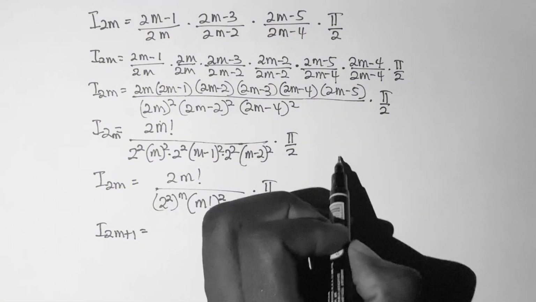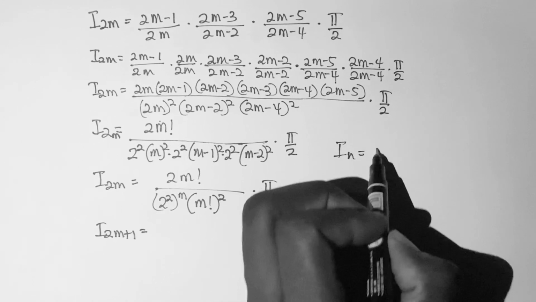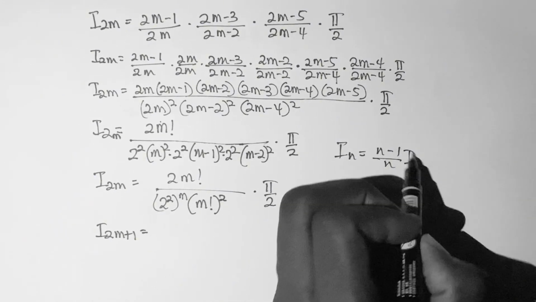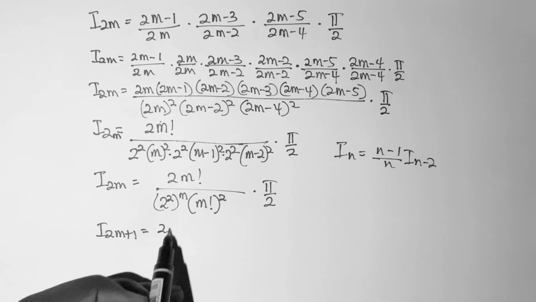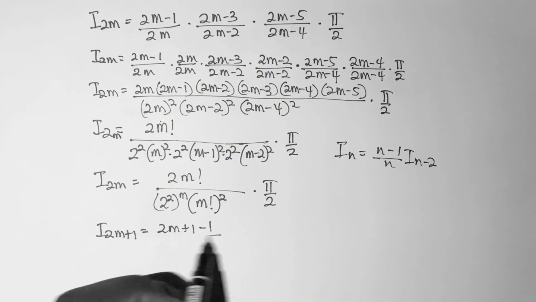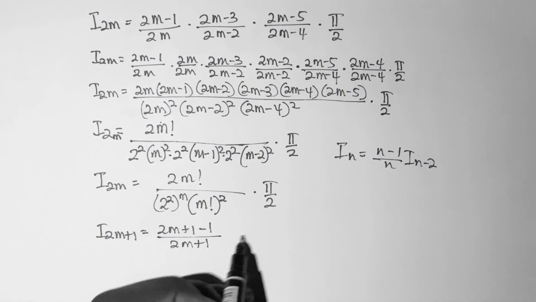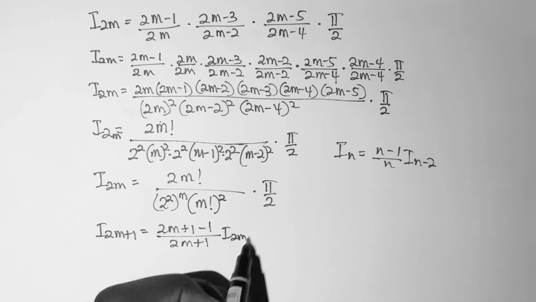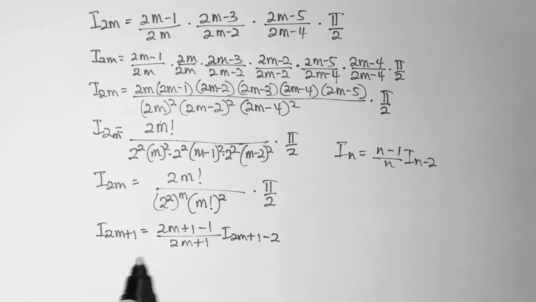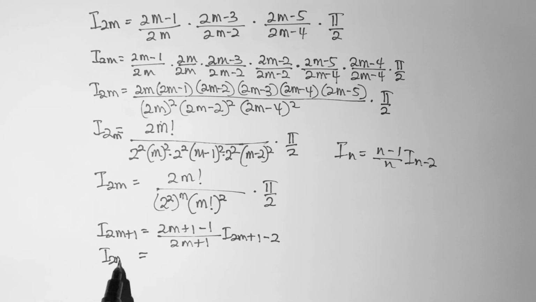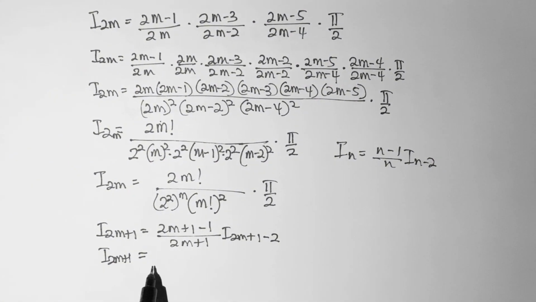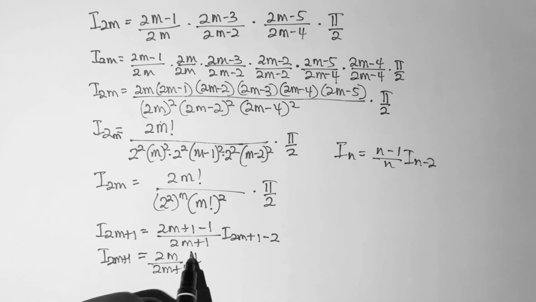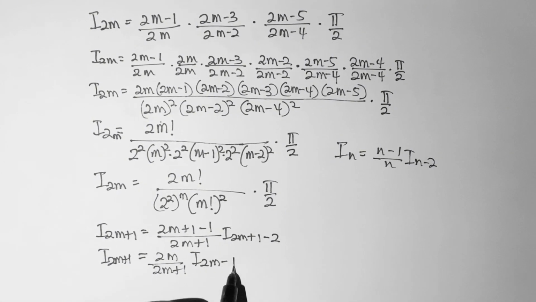Remember that our reduction formula is I of n is equal to n minus 1 over n, I of n minus 2. So I of 2m plus 1 becomes 2m plus 1 minus 1 divided by 2m plus 1, I of 2m plus 1 minus 2. Now 2m plus 1 minus 1 is 2m, so I of 2m plus 1 is equal to 2m divided by 2m plus 1, I of 2m minus 1.